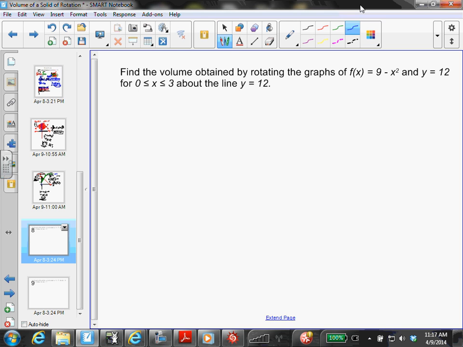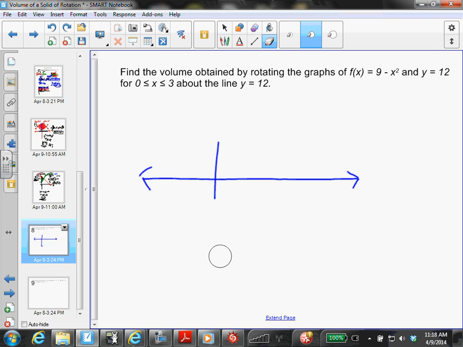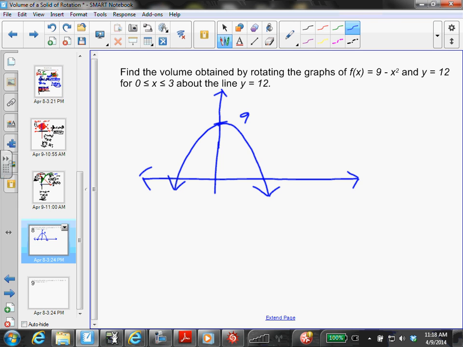Okay, so let me just go ahead and draw a graph so we can see what this is going to look like. Now, the function 9 minus x squared is just going to be the negative x squared function translated up 9 units, right? So it's going to cross the y-axis at 9, and I better make this a little taller. It's going to be important. So it's going to cross the y-axis at 9, and it's going to be a negative x squared function, so it's just going to go down.